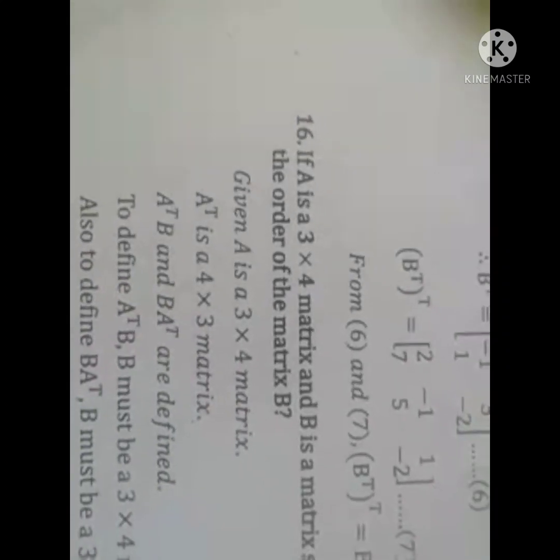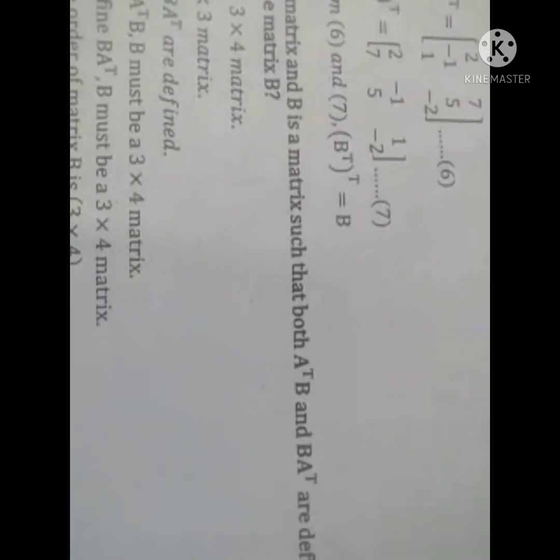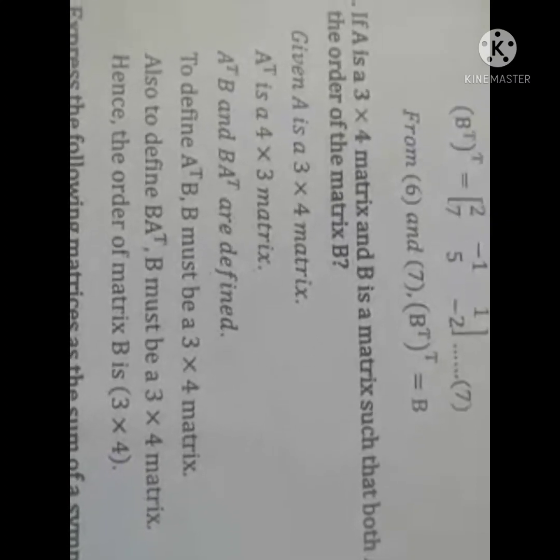Then verify B transpose of transpose. This is very simple only, no? First of all, going to B transpose, and again transpose, we get B. Next, sum number 16. A is a 3 cross 4 matrix and B is a 3 cross 4 matrix, and both A transpose B and B transpose A are defined, depending on the order of the matrix. A is 3 cross 4, so A transpose is 4 cross 3. So A transpose B and B transpose A are defined. So we get the answers.